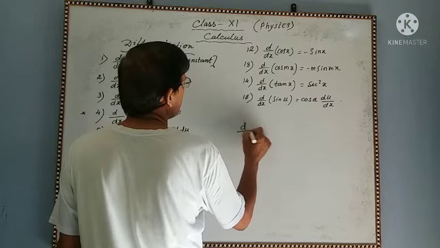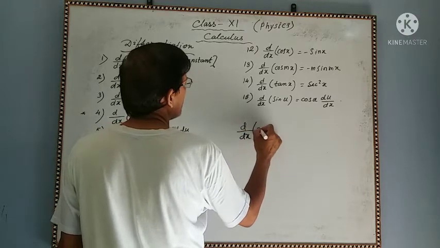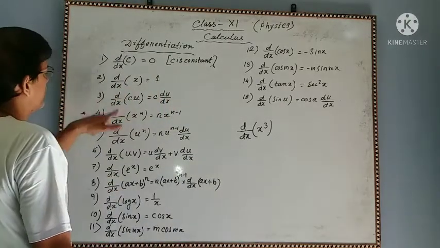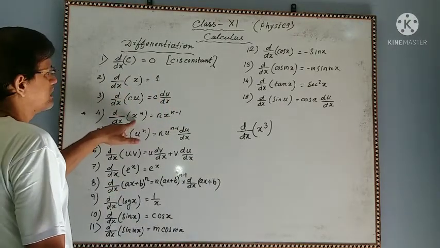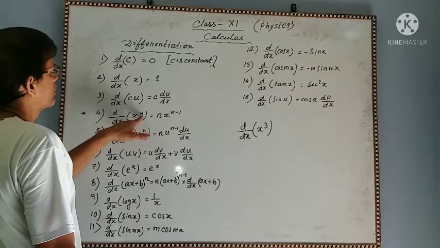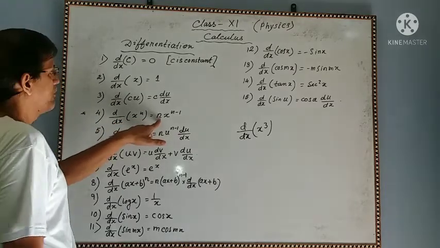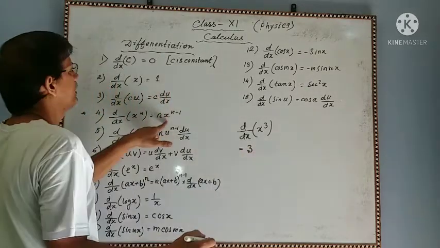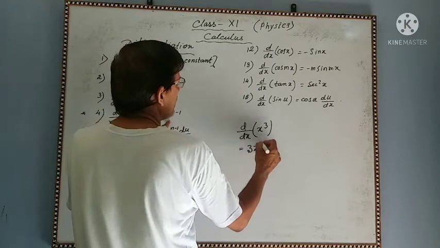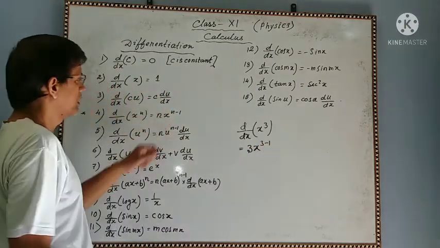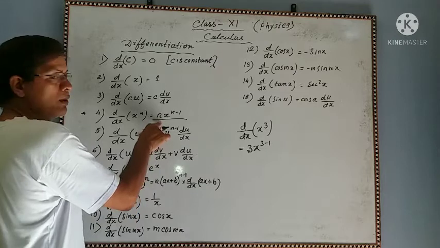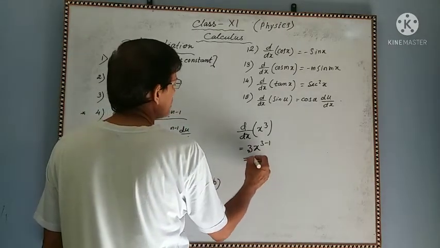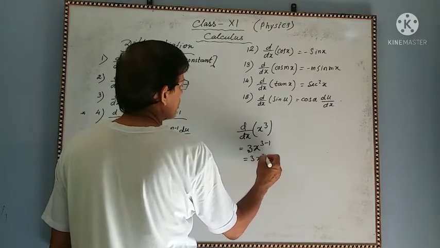Like this, see this example. d by dx of x cubed. Here x is x and n is 3. So what do we write? First you write the power, so the power is 3, then the power is decreased by 1. First the power and then the power decreased by 1. So this is 3x squared.